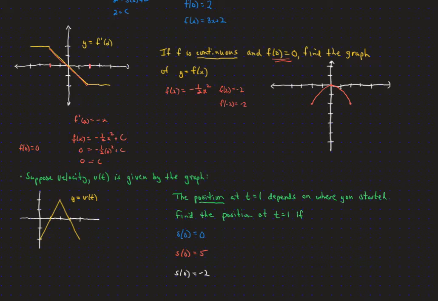Now it changes here. On this piece of the graph, we have a horizontal line at 2. That is, our f prime of x is equal to 2.